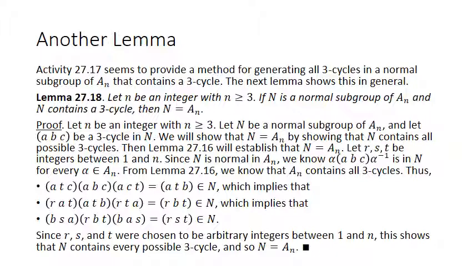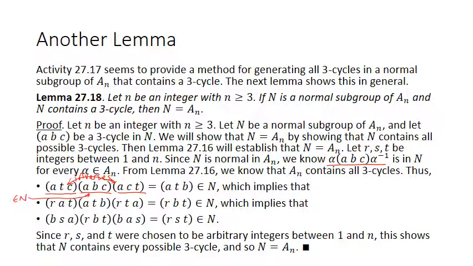Since big N is normal in A_n, we know that alpha times (a b c) times alpha inverse is in big N for every alpha in A_n. So from Lemma 27.16, we also know that A_n contains all 3-cycles. Therefore, we can do the following. So we can write (a t c)(a b c)(a c t). So these two are inverses of each other. These are inverses. And then (a b c) is the one that is in capital N.